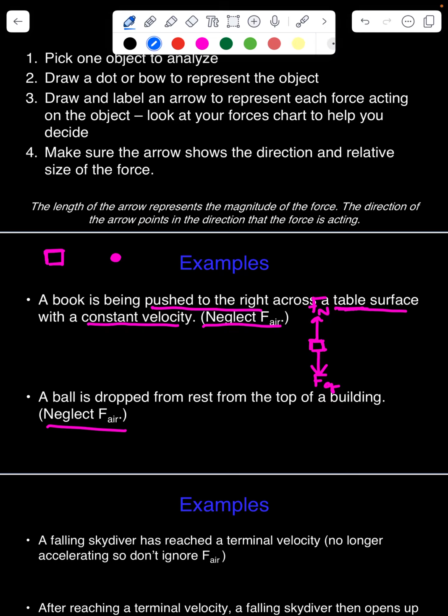Well, in a free body diagram, we have to show that they are balanced. And we do that by drawing slashes on the arrows. Those two slashes tell us that gravity and normal are equal and opposite. So those are the vertical forces that are at work on this book.